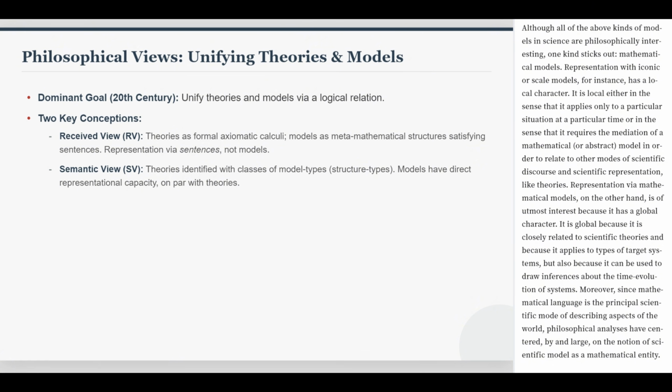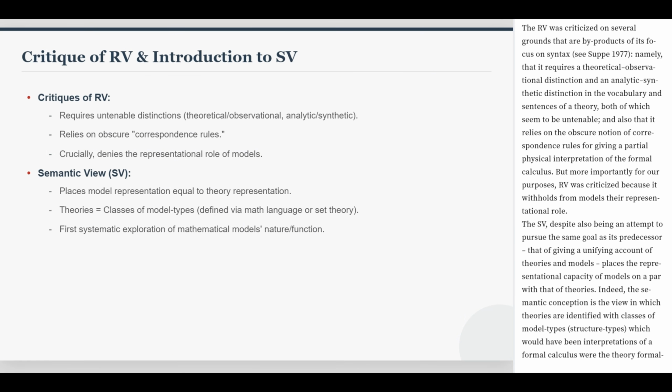The received view, with its focus on syntax and formal logic, ran into some serious trouble. Critics pointed out that it forced awkward distinctions, like separating observational terms from theoretical ones, which seemed impossible in practice. It also relied on vague notions of correspondence rules to connect the formal symbols back to the real world. But the biggest blow, especially for our purposes, was that it basically denied models any real role in representing physical reality. That's where the semantic view steps in.